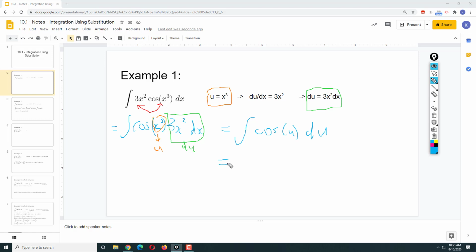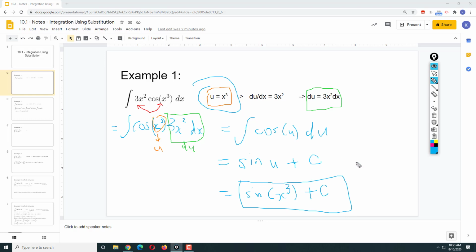But that I know how to integrate. I know how to integrate cosine u. That's just sine u plus c. Let me write this more clearly. Sine u plus c. Now we just plug u equals x cubed back in. That's equal to sine of x cubed plus c. So that's the answer. So the integral of 3x squared cosine x cubed dx is sine of x cubed plus c.